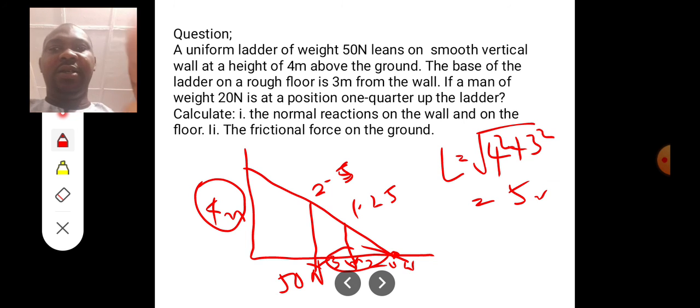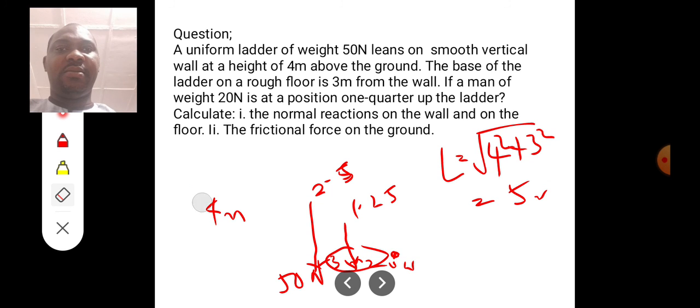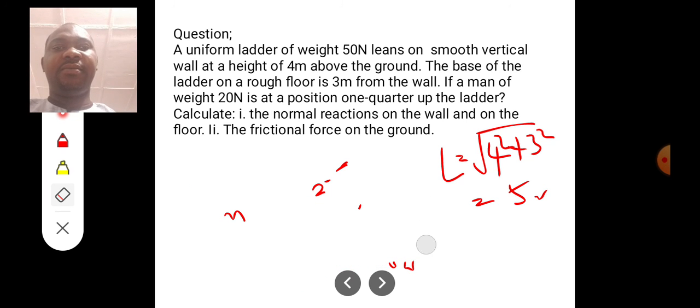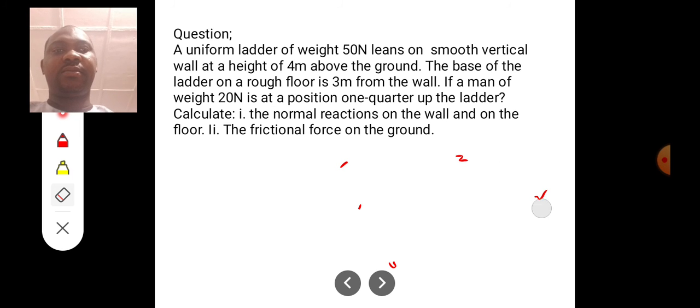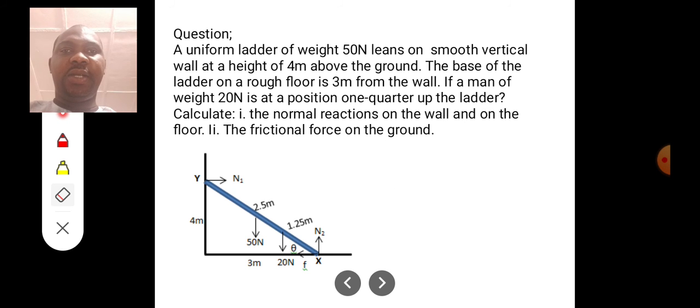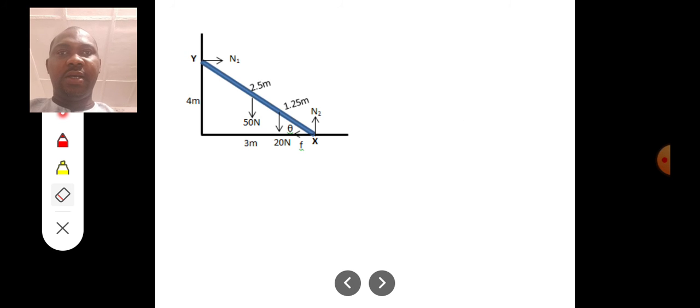Let's see the diagram that I have here quickly. So you see that's exactly what we have. I've shown you why it is 2.5 and 1.25 because of Pythagoras theorem. Now if you notice, theta is the problem. So let's go. This is it here.